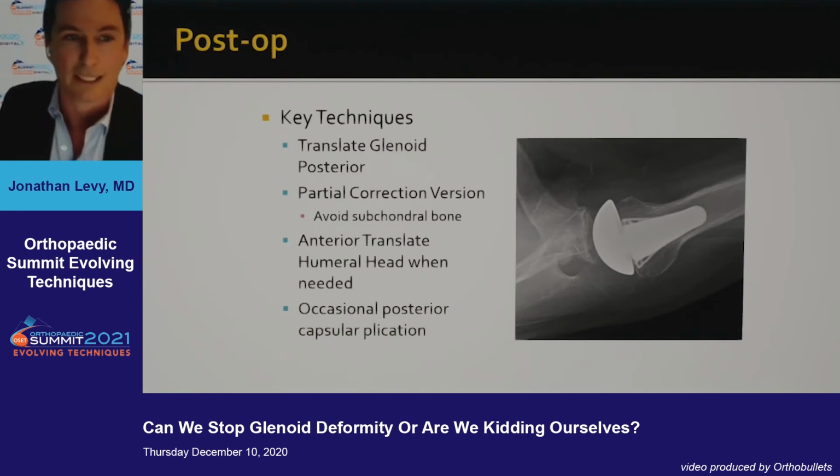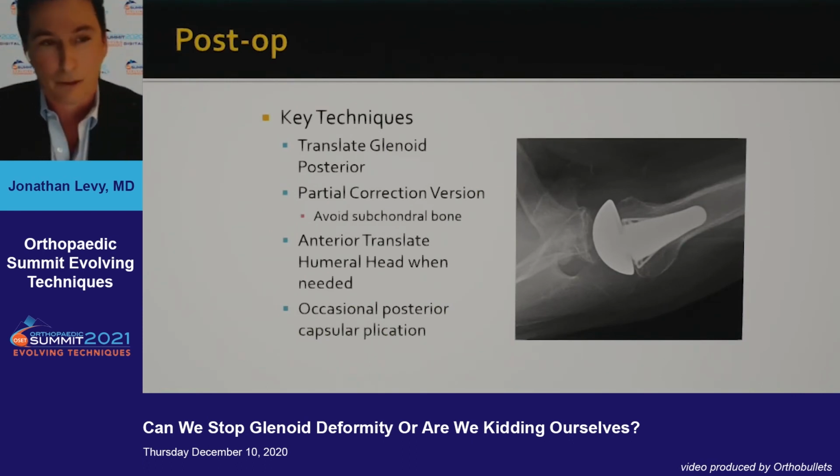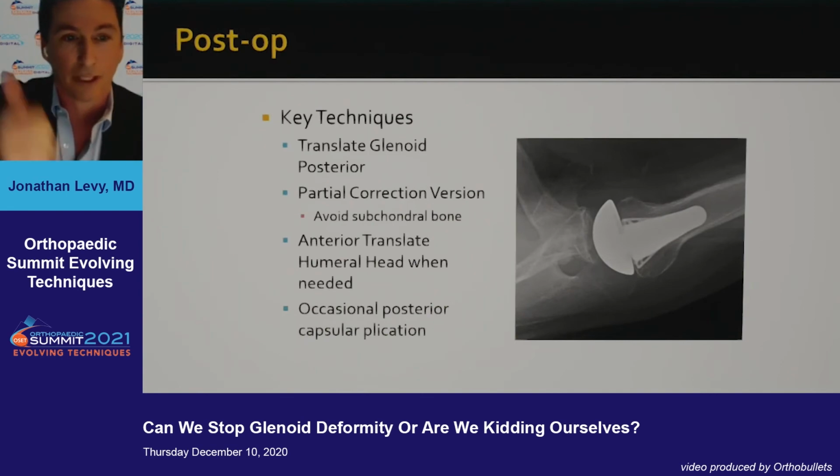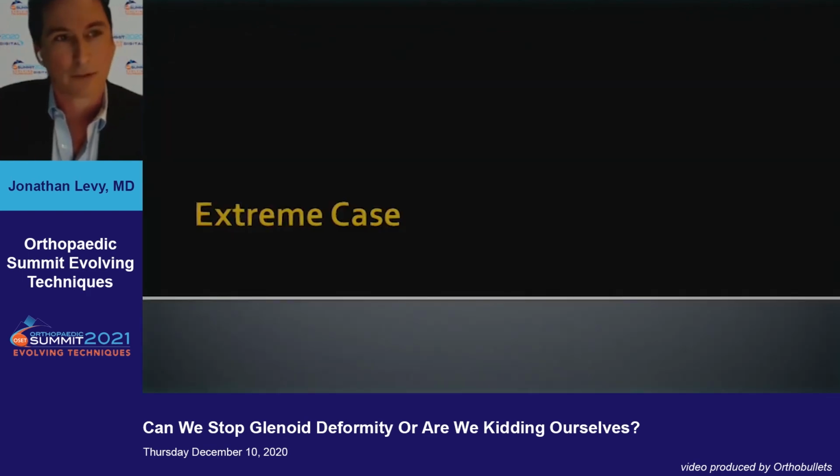I'm allowing the muscle memory of the glenohumeral joint to sort of trick itself and allow anterior translation of the humeral head during these techniques. So some of the techniques that I use in these B2 glenoids are, I translate the glenoid posteriorly. I partially correct the glenoid version. I anteriorly translate the humeral head like you see there, and occasionally I'll use a posterior capsular plication.